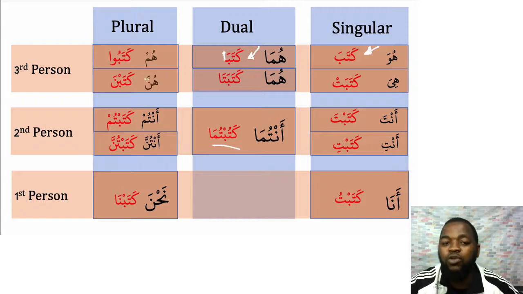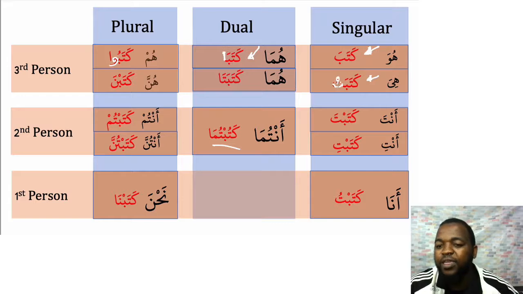Katabu means they wrote. Where is the subject? It's here. Katabat. Where is the subject here? It's hidden. And what is the ta here? It's a ta that indicates that this is feminine. The gender here is feminine.